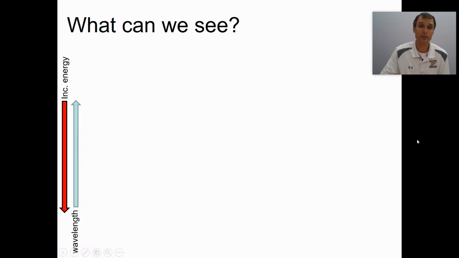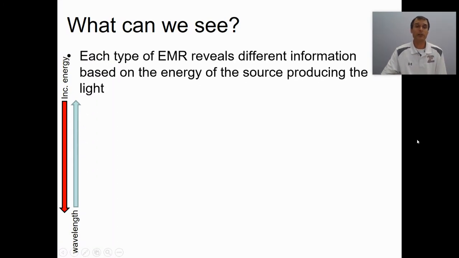So using different types of electromagnetic radiation teaches us different things about objects in space. So let's take a look at the 7 types and what we can see. Each type tells us something different, and you can see the scale on the left going from top to bottom is increasing energy, and going from the bottom to the top is increasing wavelength.